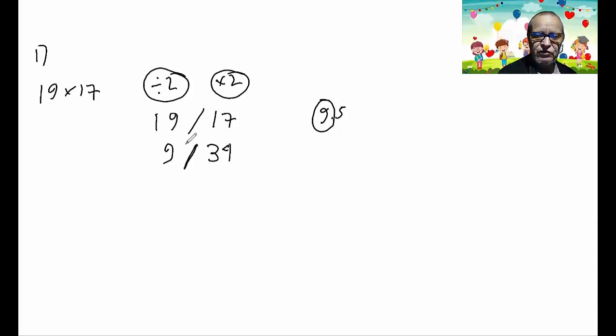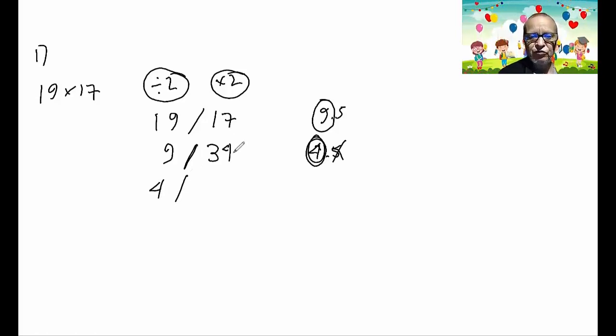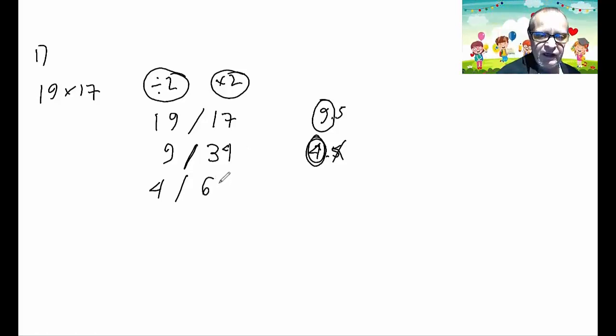I'll put the little dividing bar here to just separate the two. Then I'm going to divide 9 by 2, and I get 4.5. Again, I only use this part. I do not use the remainder. So I put the 4. And then I double, or times 2, 34, and I get 68.